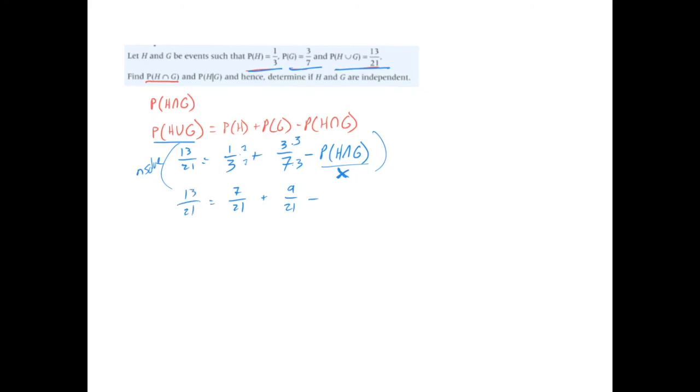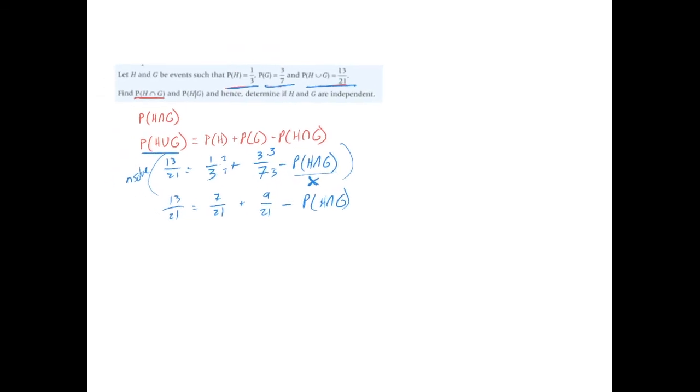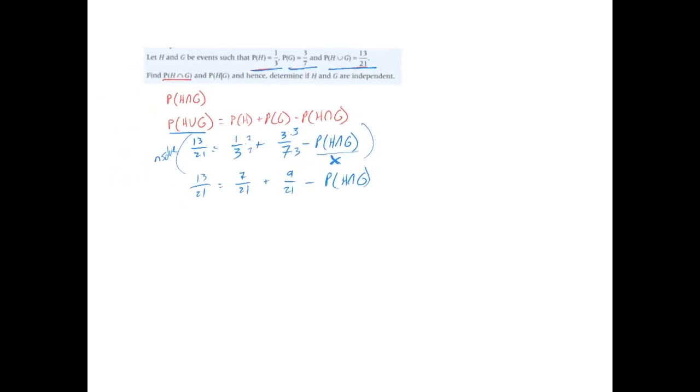13/21, and then that's minus P(H intersect G). When I put all that together, subtract the 7, oh, that's fancy, subtract the 7, subtract the 9, I get negative 3/21 equals negative P(H intersect G). And so therefore, P(H intersect G) is what I'm looking for, and I got that it is 3/21. No problem, right? Not bad. So therefore, I found P(H and G).